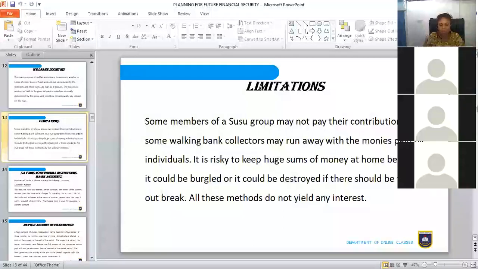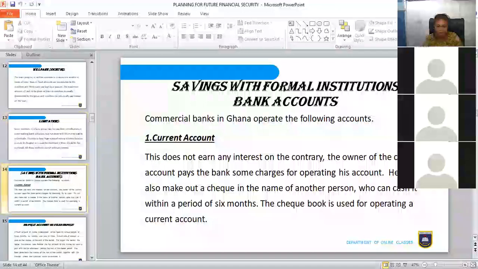You have lost. So all these methods, another disadvantage, all these methods we spoke about do not yield any interest. Rather, if you look at the working bank, you will rather lose one day's money. So these are some of the disadvantages or the limitations of informal means of savings. Any question?